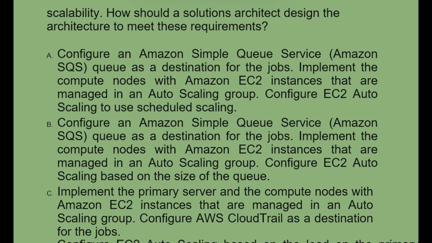Option A. Configure an Amazon Simple Queue Service (Amazon SQS) queue as a destination for the jobs. Implement the compute nodes with Amazon EC2 instances that are managed in an auto-scaling group. Configure EC2 auto-scaling to use scheduled scaling. Option B. Configure an Amazon SQS queue as a destination for the jobs. Implement the compute nodes with Amazon EC2 instances that are managed in an auto-scaling group. Configure EC2 auto-scaling based on the size of the queue.